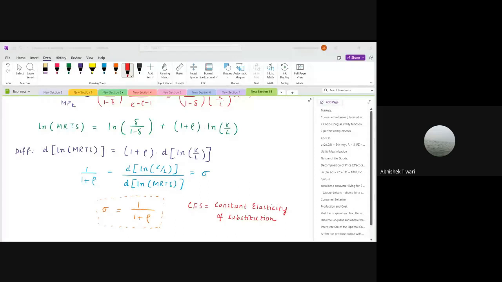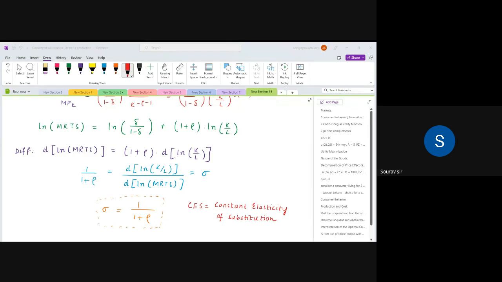By putting minus 1 in rho, we can make it a perfect substitute, because the elasticity of substitution of a perfect substitute is infinity, technically speaking. If you simply look at this expression, sigma equals 1 upon 1 plus rho, one thing stands very clear: the lower your rho, the higher sigma will be, because it is inversely proportional. And yesterday we have seen two examples for specific values of rho.